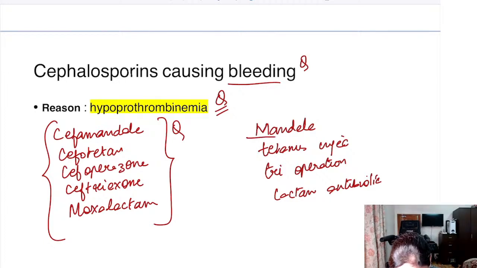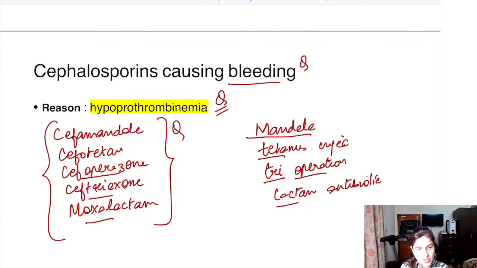Mandela is cefamandole, tetanus rhymes with cefotetan, tri rhymes with ceftriaxone, operation means cefoperazone, lactam means moxalactam. So when Mandela gets bleeding, first we give him a tetanus injection, then we try to operate on him, after that we give him lactam antibiotics. So you can remember it that way, as a story.